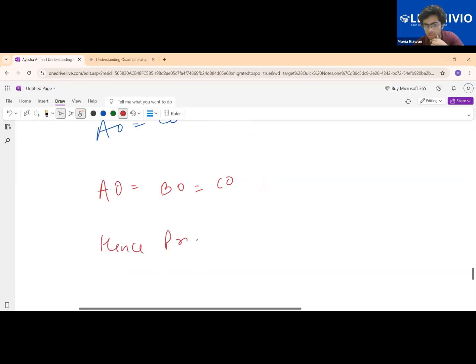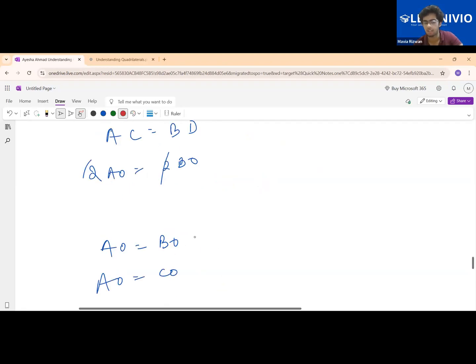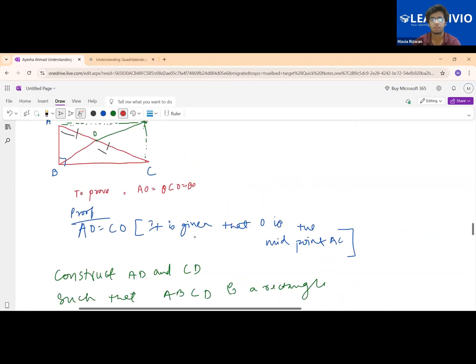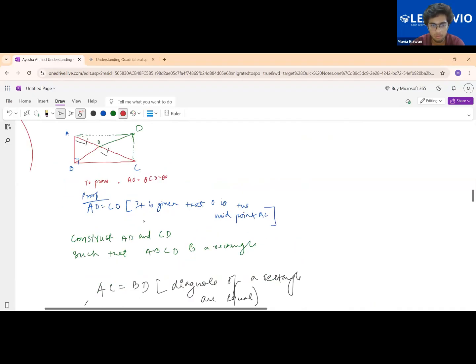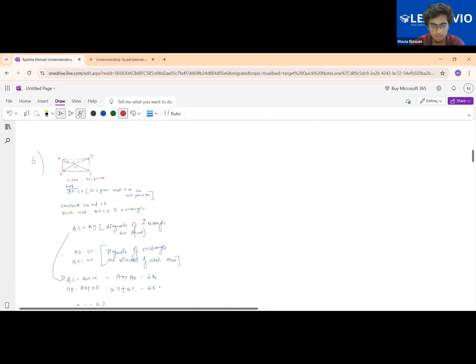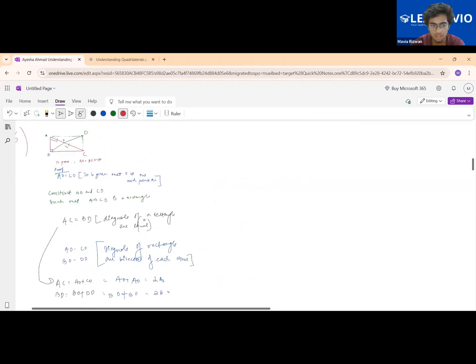Is this clear, Aisha? How did we prove this? Any confusion in any part, then do let me know, I'll explain it again. No, sir. Okay, great. This is question 6. Please note this down. This question can appear in exam again and again. It does appear in exam.